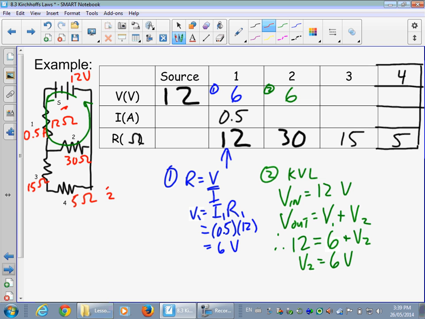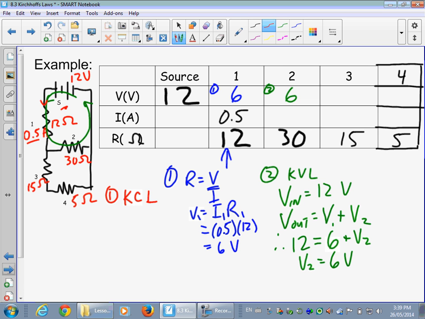Let's look at another step 2, and I call it another step 2 because it could have been done, actually we could even call it another step 1, I suppose, because it could have been done first, and that's using Kirchhoff's current law. Kirchhoff's current law says that the current into a junction or into a point is equal to the current out. So if we go back and look here, there is 0.5 amps that is coming into resistor 1.